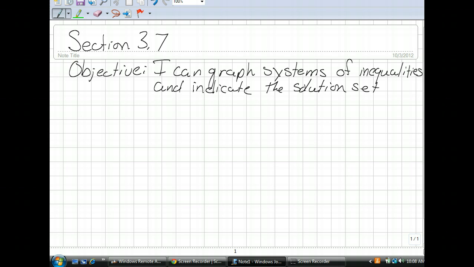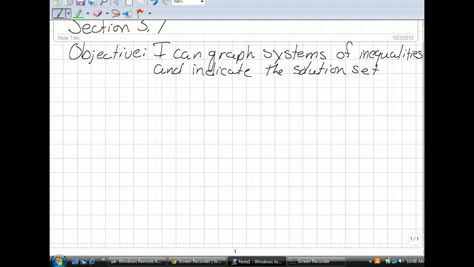Today we're going to look at section 3.7. Our objective is: I can graph systems of inequalities and indicate the solution set. So what we want to be able to do is show in a picture where the solution to an inequality in two variables is. So for example, 3x minus 2y is less than or equal to 8. This is example 1. So this is just a linear inequality.